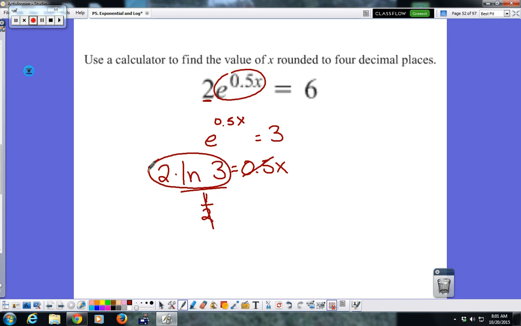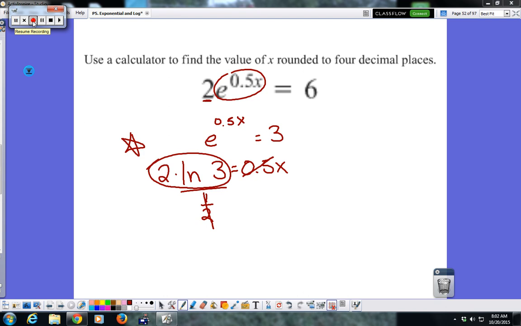And what I would like for you to do, because we're going to come back to this problem in just a second, 2 times the natural log of 3 actually could be cleaned up one more step. But in order to do that, we're going to have to talk about your rules of logs, which I think is what we're about to lead right into.